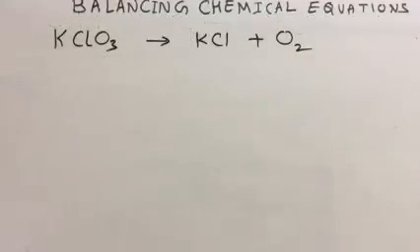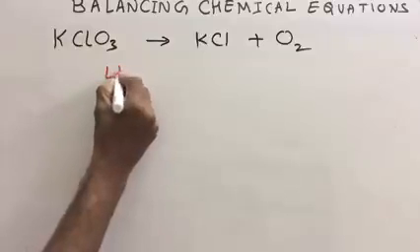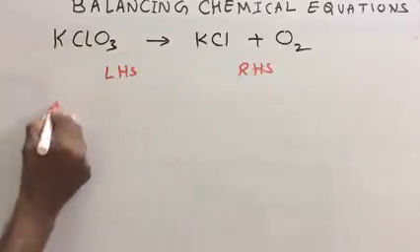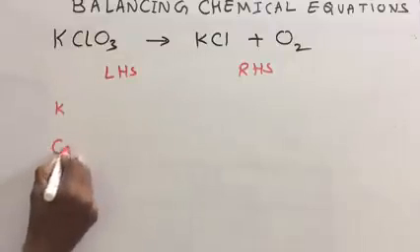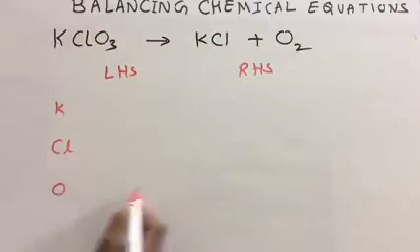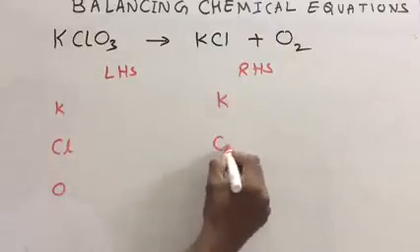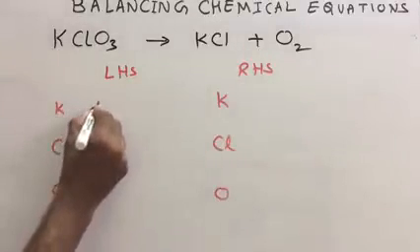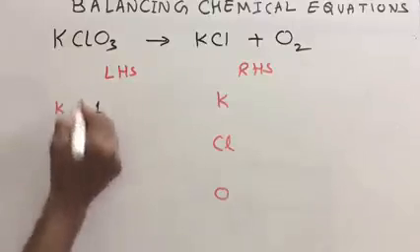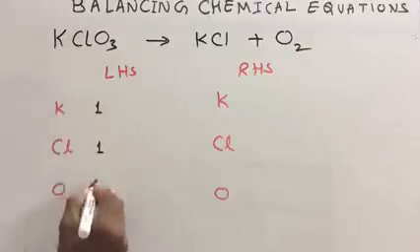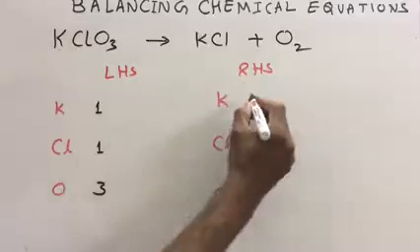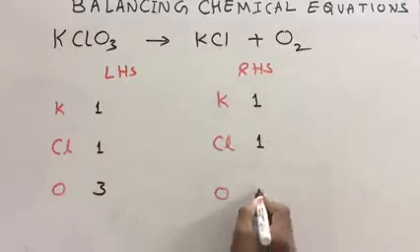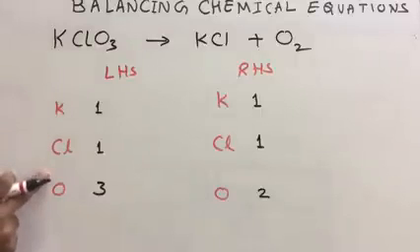Let us balance one more equation. Write LHS, RHS, potassium, and then chlorine, and then oxygen. Same elements. Number of potassium on LHS 1, and chlorine is also 1, oxygen 3. Here on RHS, potassium 1, chlorine 1, oxygen 2. Potassium and chlorine are balanced.